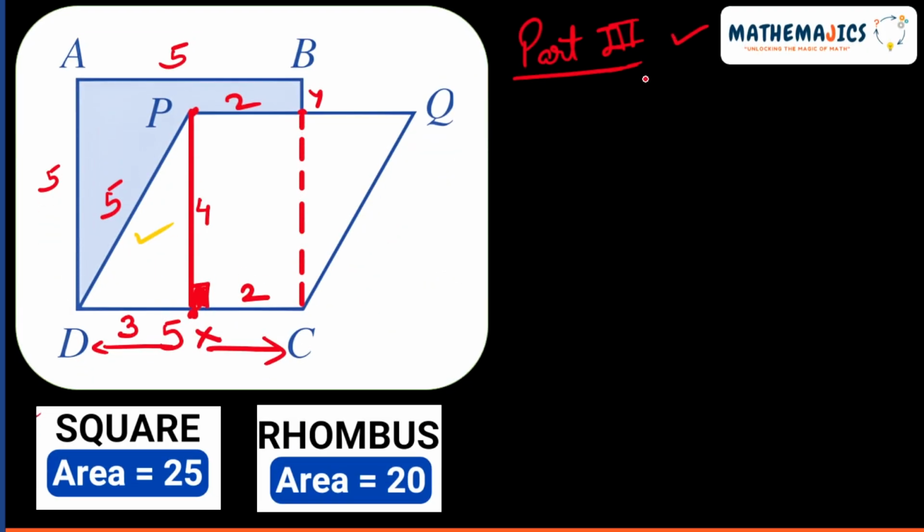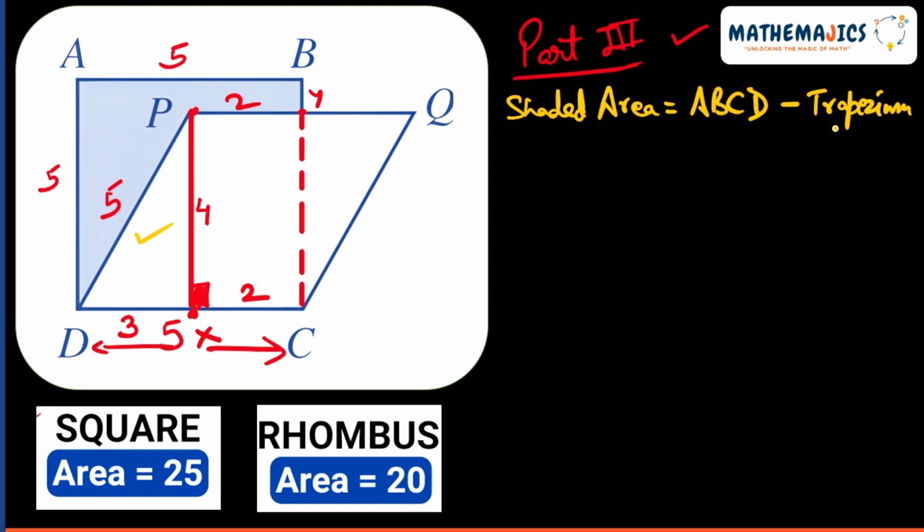In the final part of this solution, we will be finding the shaded area. Let's see how. Shaded area can be found out by finding the area of square ABCD and subtracting the area of trapezium or trapezoid PYCD. Correct? This is how we can find the shaded area. Now, what is the area of square ABCD? We very well know that it is 25. It is given in the question itself.